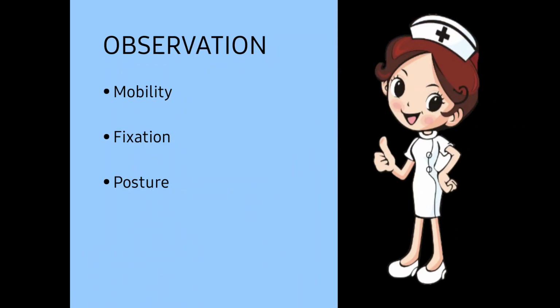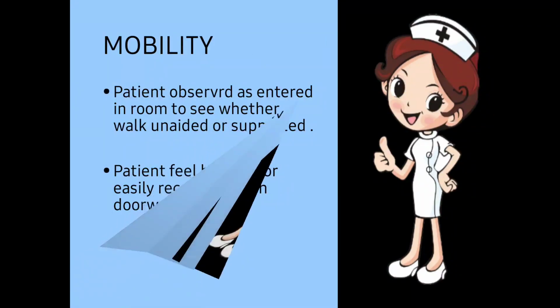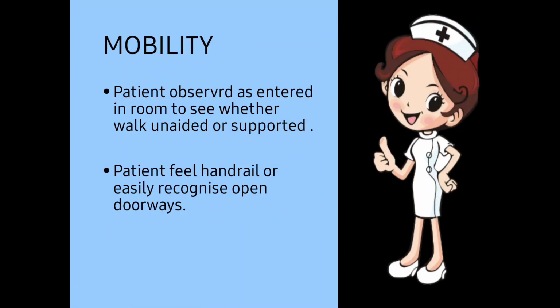In case of observation, three steps are there for how to observe the patient. First one is the mobility, next one is the fixation, and the third one is the posture of the patient. In case of mobility, the patient is observed while entering the room to see whether they walk unaided or supported. We are supposed to observe the patient when the patient is entering our room, and look at how he is walking. He is walking unaided, unaided means without any help, or he is supported by someone else.